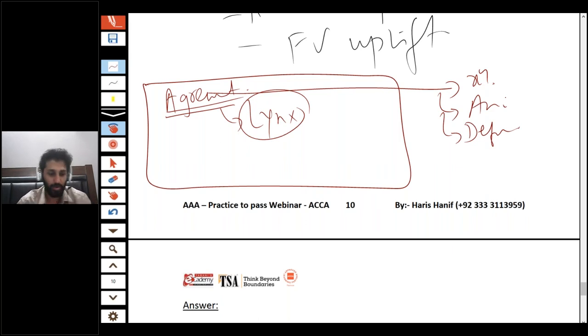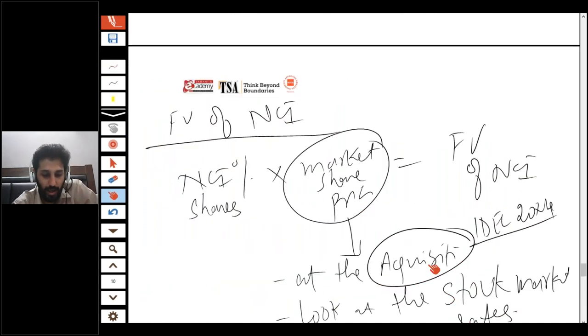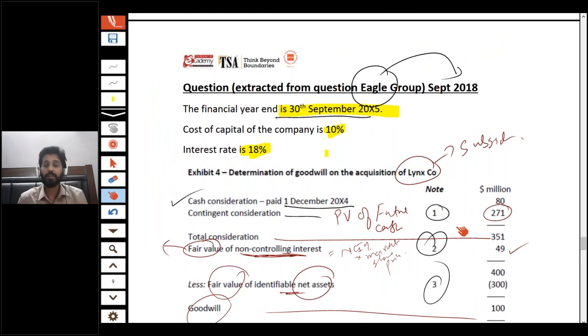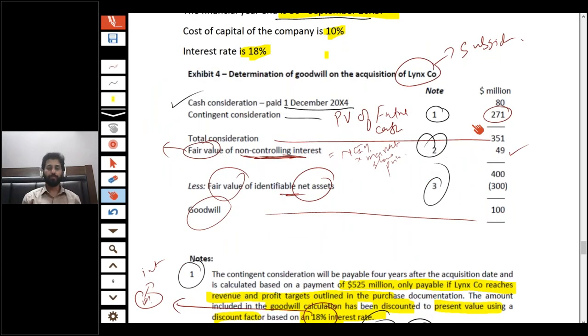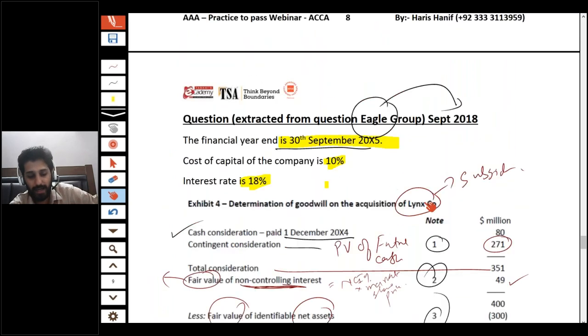Now let's quickly come on to the procedure, and listen to me very carefully. What I have taught you is to take the starting point of the activity. What is the activity? You are purchasing the subsidiary. Obviously there might be the agreement between the Eagle Group and the Links company. Listen very carefully, because I will be giving you a 2, 3, 4 minute window to type or write by yourself, and then I will be writing, and you should compare your answer with mine.